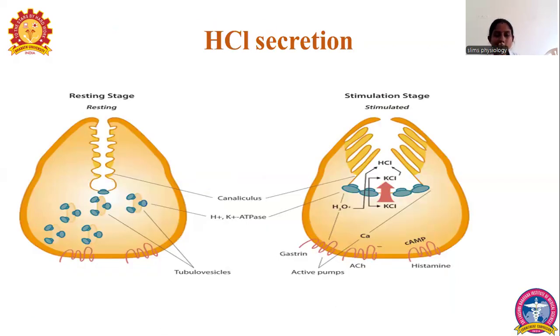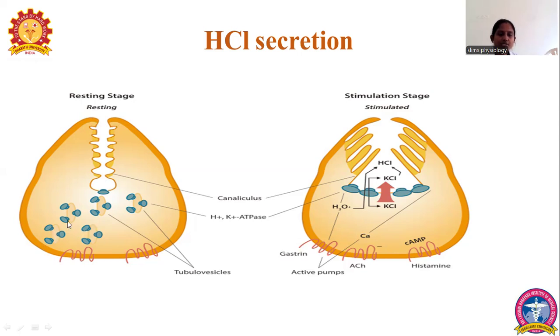Now we move on to the mechanism of HCl secretion as such. We have already seen, in one of the previous slides, the structure of the parietal cell. This is how the cell looks at resting state, and this is how it looks when it is stimulated and actively secreting HCl. At resting state, this is the canaliculus of the parietal cell. This is the apical side and this is the basal side.